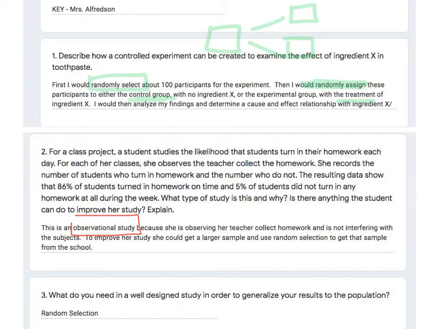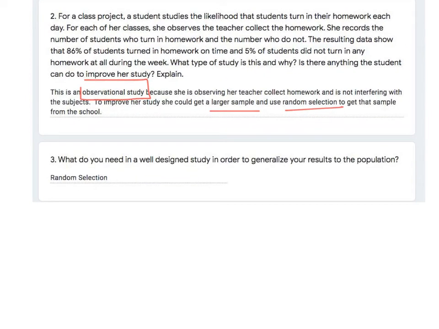And then, is there anything she can do to improve her study? Well, the one thing that I noticed is that she only used her classes, and you probably want to get a good random selection of all the students in the school. Like, if she was an honors student, she might only be in honors classes, which isn't a really good representation of the whole school, because not everyone takes honors classes. So I would get a larger sample and use random selection to get that sample. This is a key important fact.